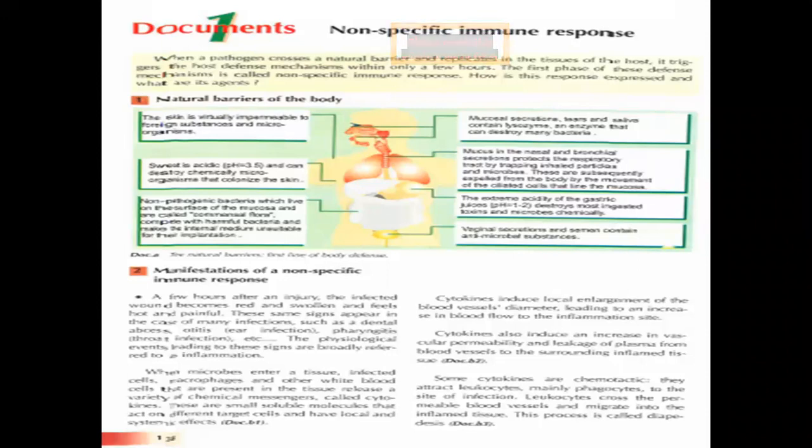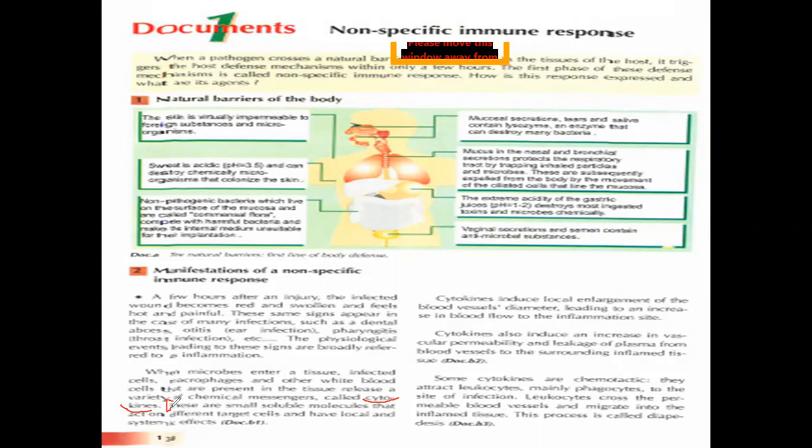We call these messengers cytokines. What are the cytokines? You have to know this. Cytokines are small soluble molecules. They act on different target cells and they have local and systemic effects. What is the function of the cytokines?